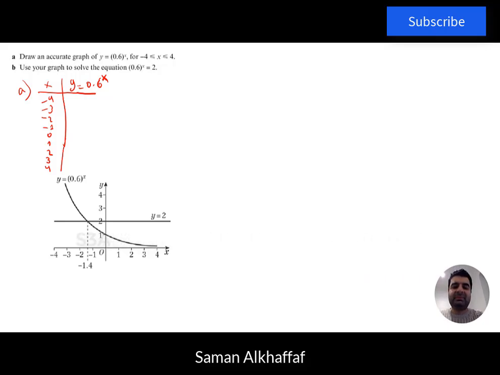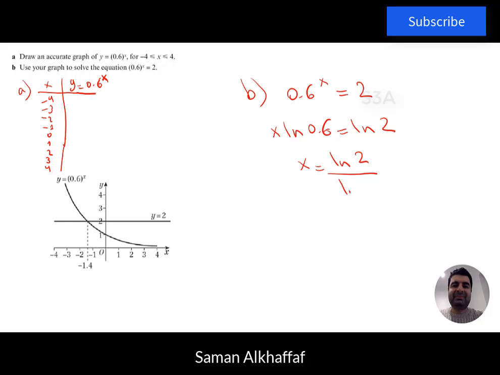So for us to solve part B, we need to solve the expression 0.6 to the power of x equals 2. So we can take ln of both sides, so that will give us x ln 0.6 equals ln 2. So x will be ln 2 over ln 0.6. So that will give us approximately minus 1.4 as the answer for this question.